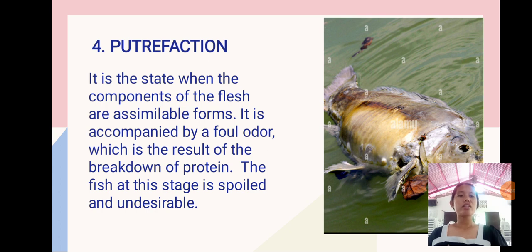So, the changes in fish after death: number 1, of course, changes in appearance. The appearance changes. And then number 2, rigor mortis, or the stiffening of the muscle tissue of the fish. And then number 3 is autolysis, which is the breakdown of tissues caused by the enzyme. And then lastly, putrefaction, where the body totally decays, the breakdown of the protein.